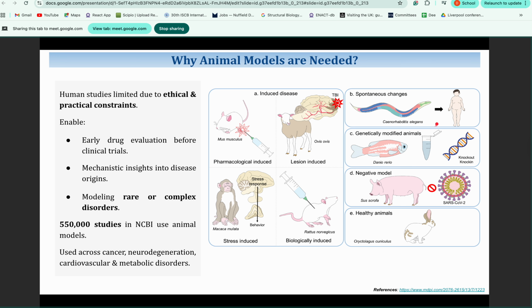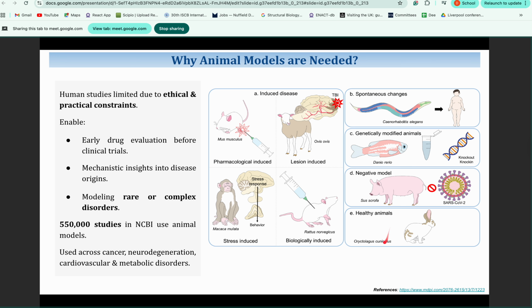Then come spontaneous changes. C. elegans could be used because in this we can see what things bring about the spontaneous change. Genetically modified animals, such as zebrafish, which is also known as Danio rerio. In that we can easily do knockout and knock-in, so we can study them by making genetic modifications. Negative models, such as SARS-CoV-2, which does not affect the pig, so the pig can act as a negative model.